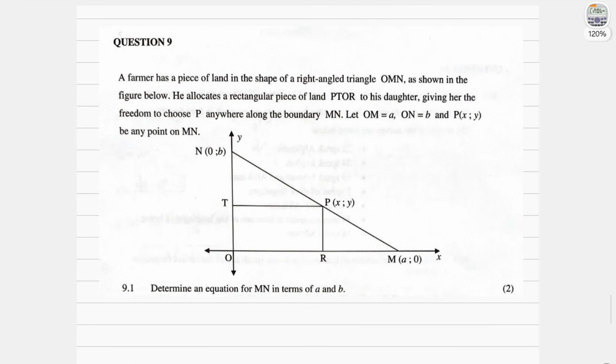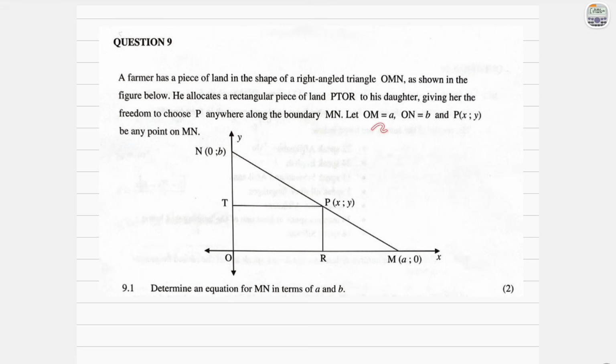Question 9 says, a farmer has a piece of land in the shape of a right-angled triangle, OMN, as shown in the figure. He allocates a rectangular piece of land, PTOR, to his daughter, giving her the freedom to choose P anywhere along the boundary MN. So she can decide to have this land if P, for example, is over here, or she could have it like this if P is over there.